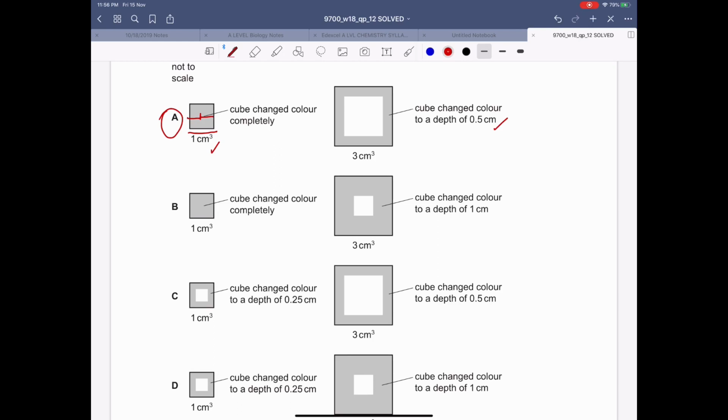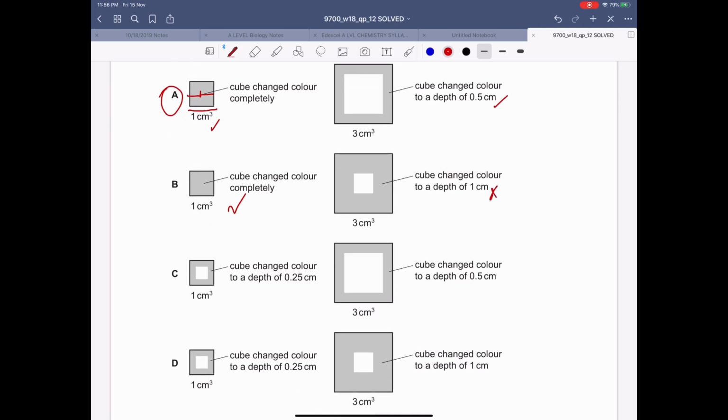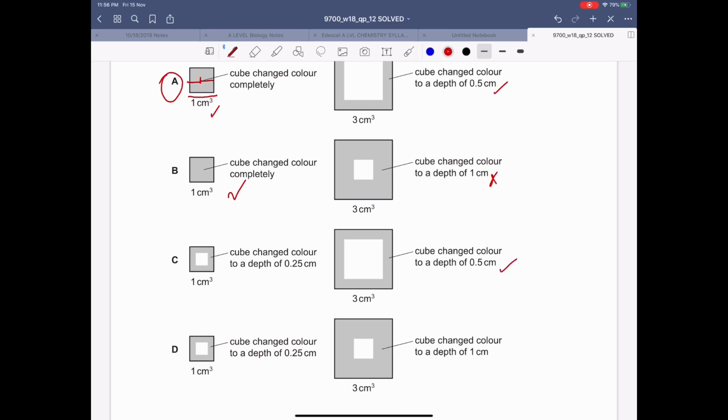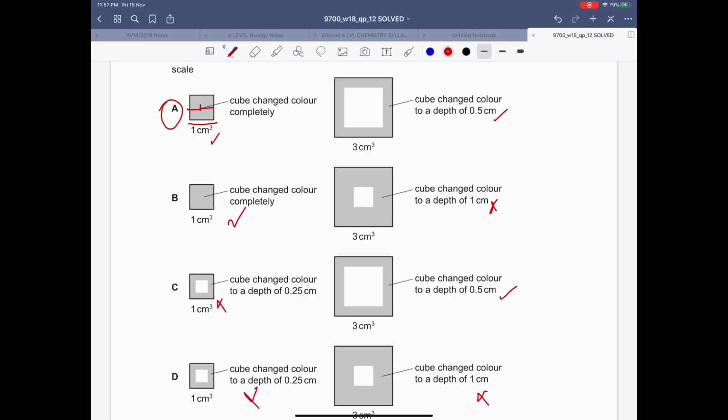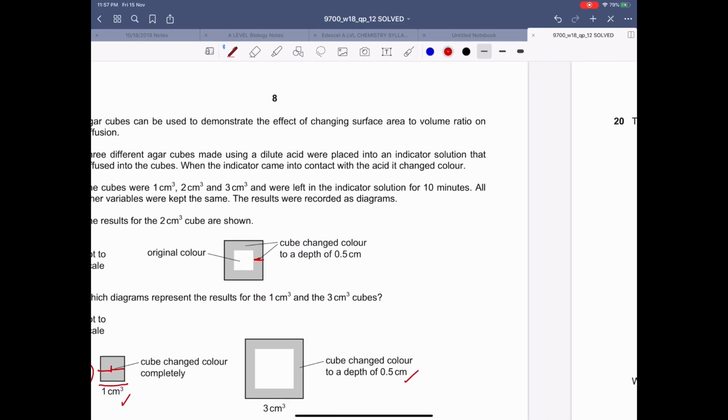B also has a close call, but this particular one is wrong because it has a depth of 1 centimeter, which is wrong. This side is correct, but this side is wrong because it has a depth of 0.25 centimeter. Cube change color. Okay, this is wrong, and this is wrong too. So yes, option A is the best choice.